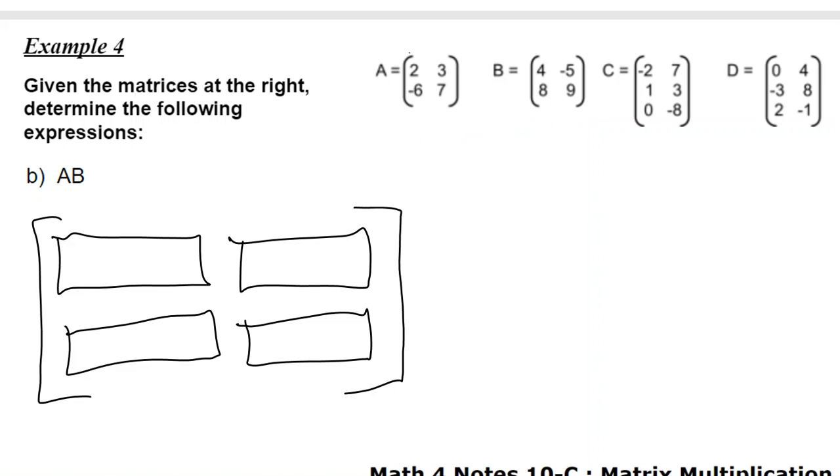All right, now let's start with row 1, column 1. That's going to give me 2 times 4 plus 3 times 8. It is real easy to get yourself backwards and turned around in this stuff. So sometimes I will mark this, lightly just to remind myself of where I'm going. I'm still on row 1, but now I'm going to go to column 2. 2 times -5, and then 3 times 9.